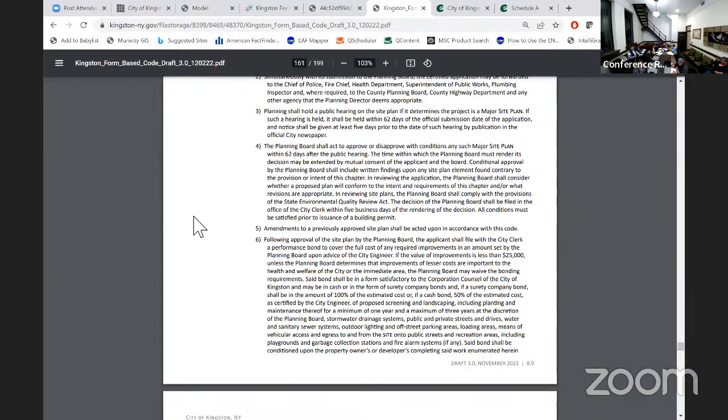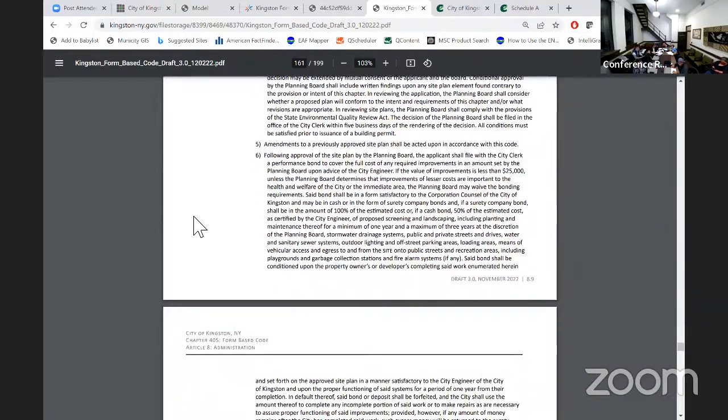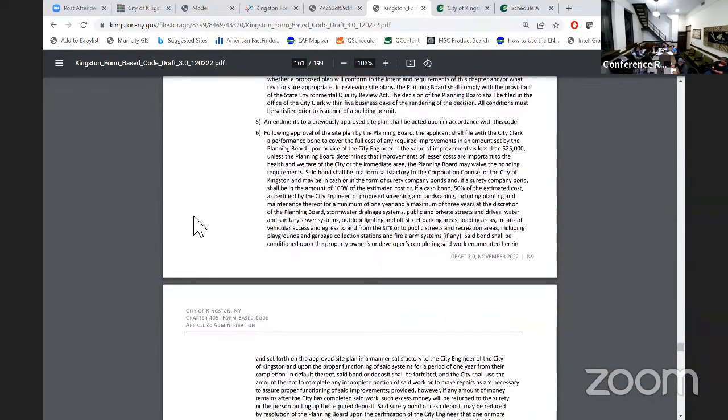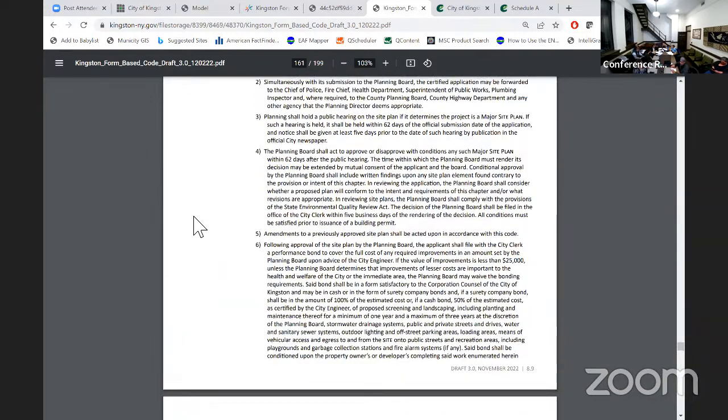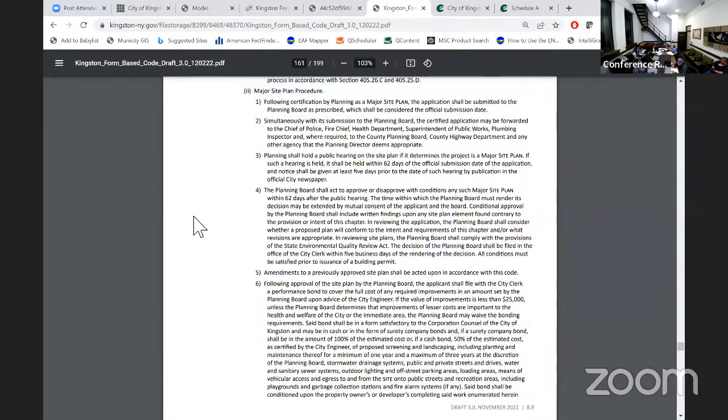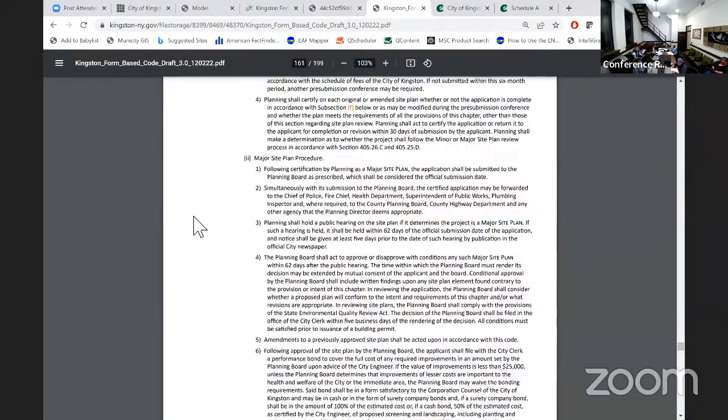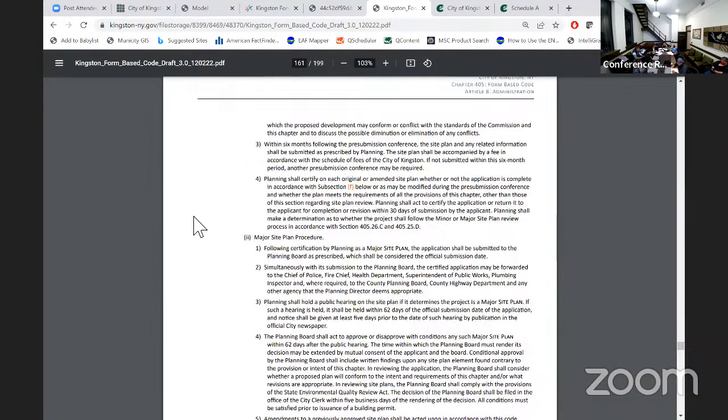And pre-submission conferences now have a clock associated with it? The pre-submission, where are you? I'm at the top of 8.9, number 3. Within 6 months following the pre-submission conference. Okay, that's actually in our current code. Is it? I think that's the Gateway Conference, with staff and things like that. But there isn't in the current code a time, a clock. For the pre-submission, yeah, okay. In the current code.